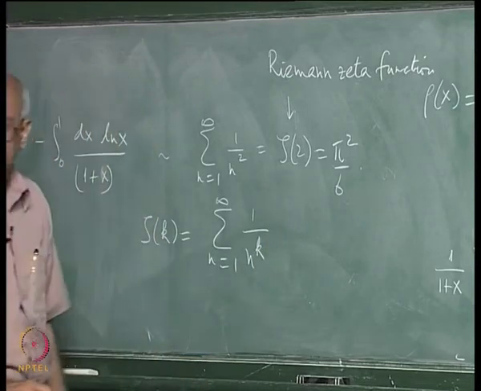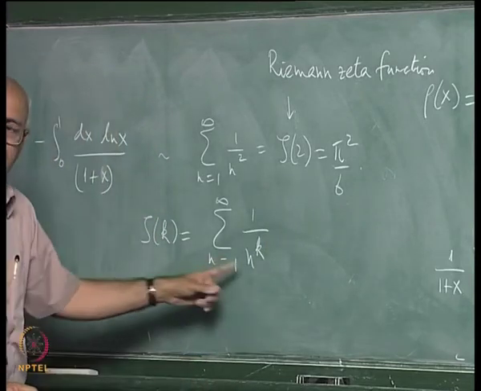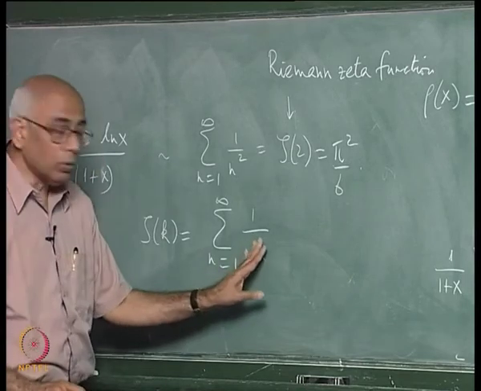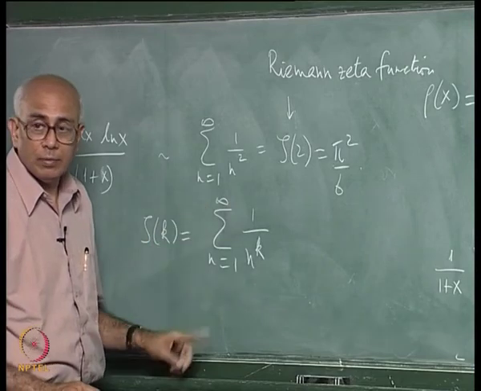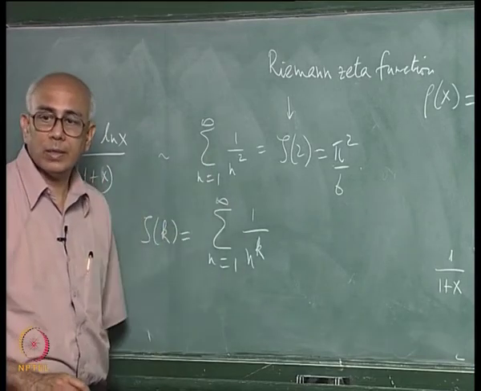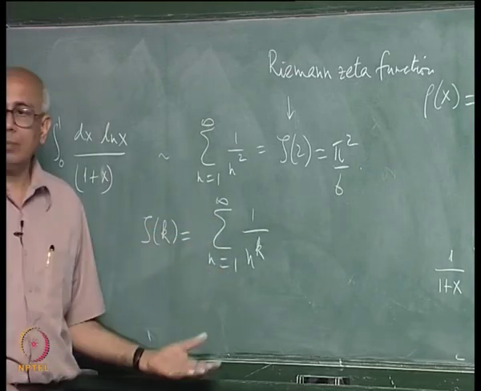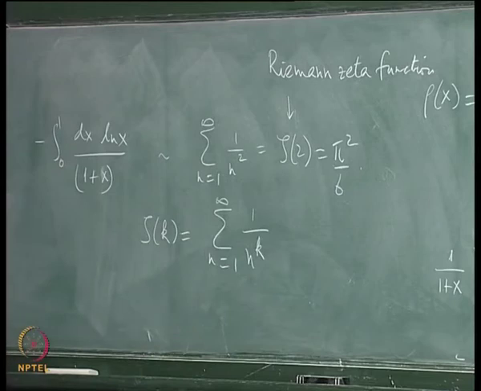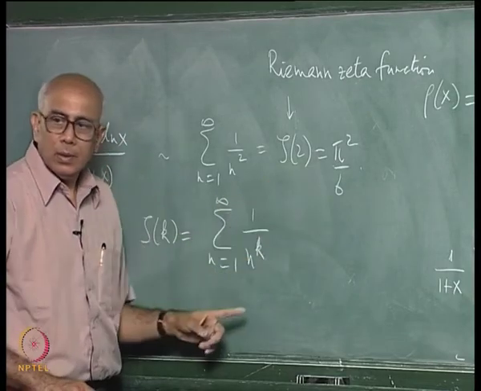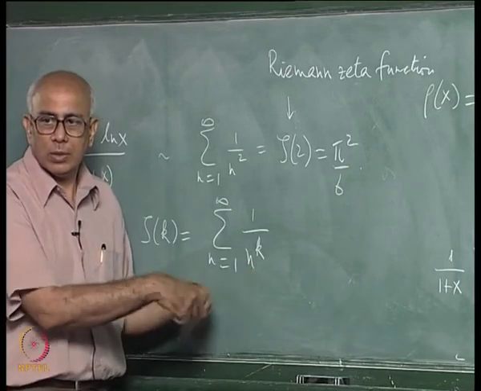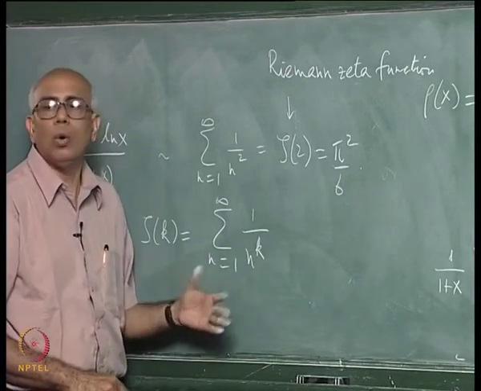And to start with, you could ask what it is for positive integer values of k. Please notice, if I put k equal to 1, it diverges, it logarithmically diverges. So k is 2, 3, 4, etc. And for 2, it happens to be pi squared over 6. For 3, it is fairly complicated. For 4, it is pi to the 4 over 90 or something like that, and so on. So simple expressions are available whenever this k is an even integer. When it is an odd integer, no such simple expression is available, but we know what it is numerically.